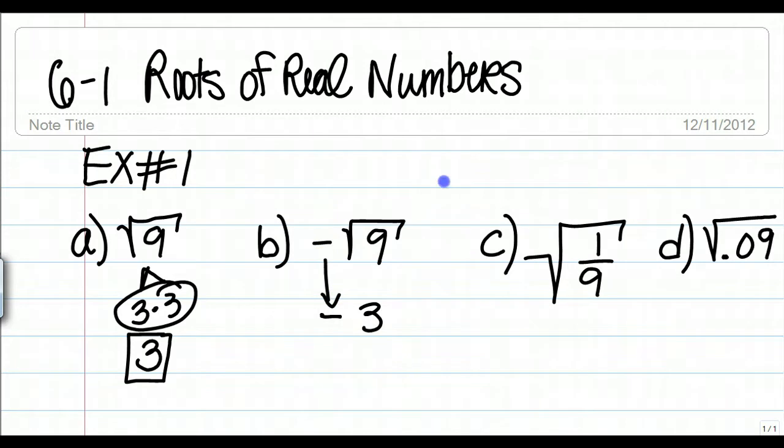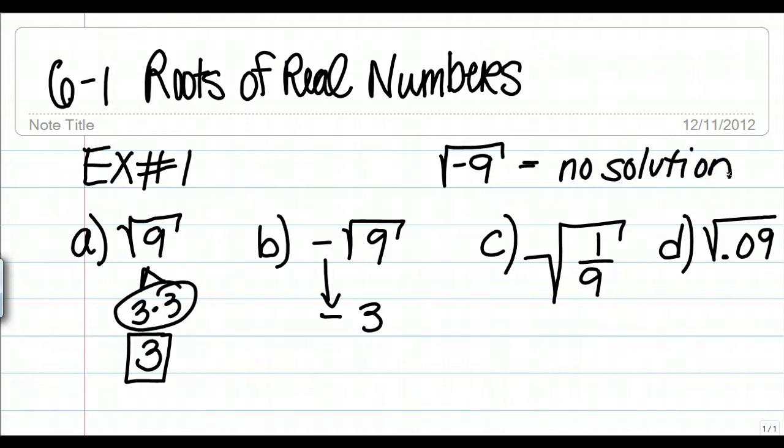There is a difference, however, if it was a negative inside the radical. If it is inside the radical, for right now, you would write no solution. We're going to learn how to solve problems when there's a negative inside the radical sign, but for right now, you would know that it's no solution. However, outside is okay, you just bring it down.